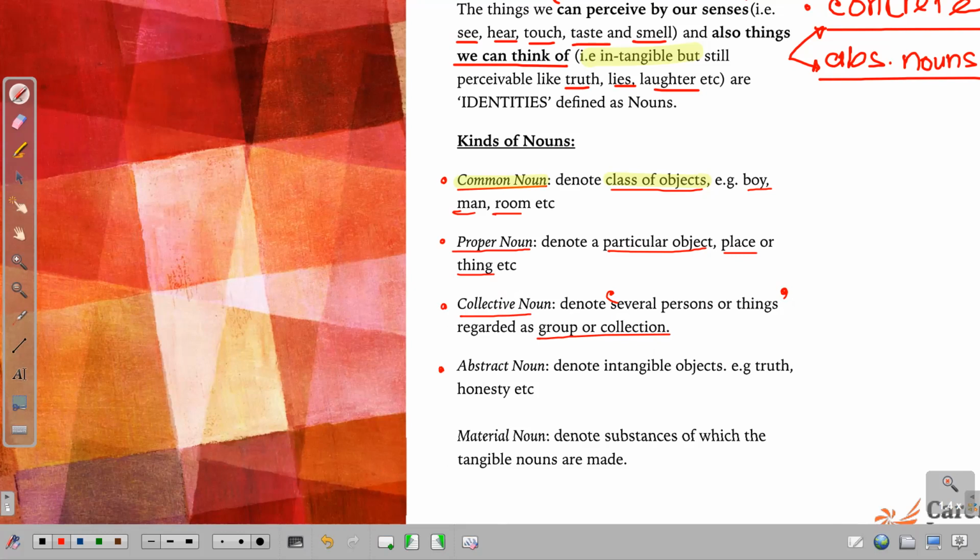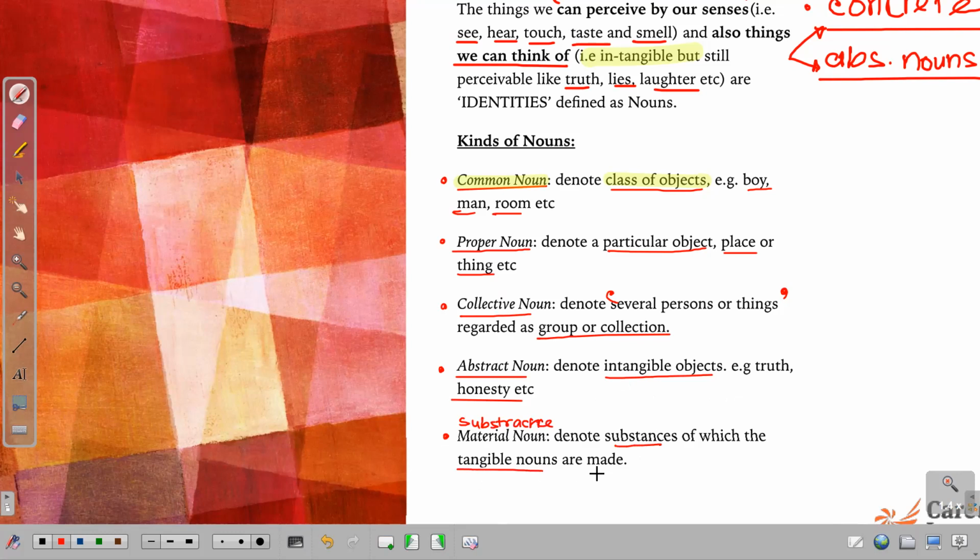Abstract nouns are things that we can observe, intangible objects like emotions, feelings, and other things like movement, time for that matter. We can observe it, we can measure it, we can quantify it, we can divide it, we can do all the math about it, but we can't touch it. So intangible, perceivable things are abstract nouns, and feelings, emotions are also abstract nouns. And then we have material or substance nouns, also called substance nouns, which denote the substance of which these tangible nouns are made.